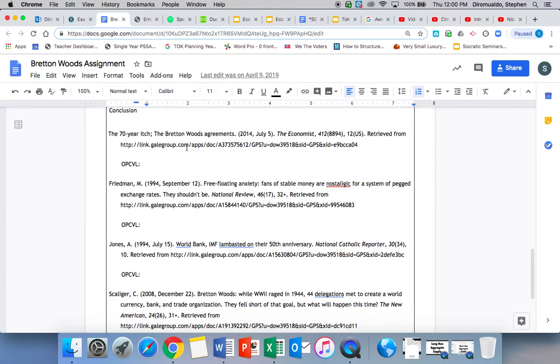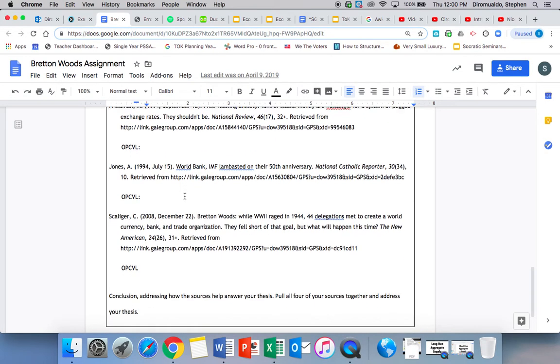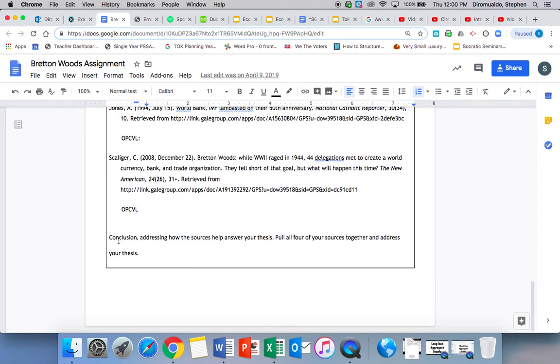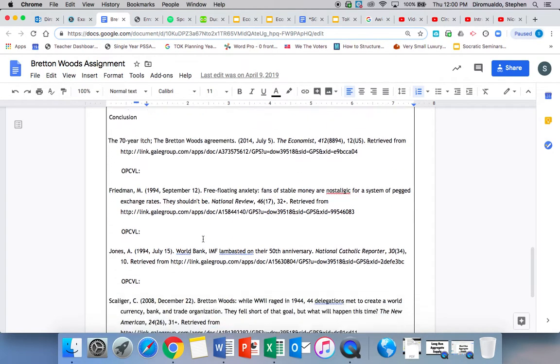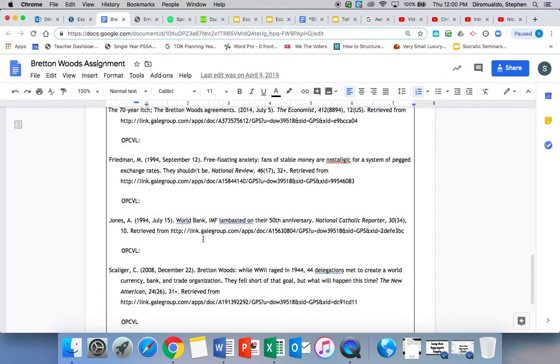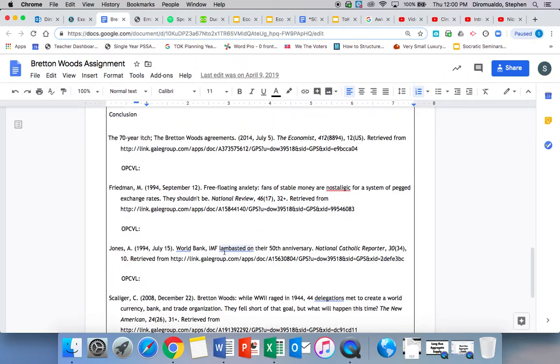Give me the source, hanging indentation, OPCVL. Remember, it needs to be 150 words or less in that OPCVL. And then finally, at the very bottom, you're writing your conclusions, addressing the sources, how the sources help answer your thesis. It says all four. Don't worry about four in particular. Like I said, 2 to 5 sources is plenty. 2 OPCVLs. You can see that there are 4 sources here, hence the whole 4 thing. But you only need to provide OPCVLs for 2 of them.